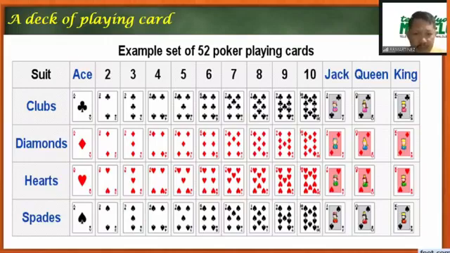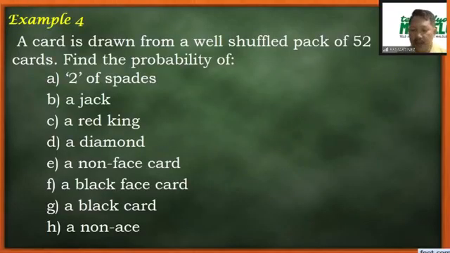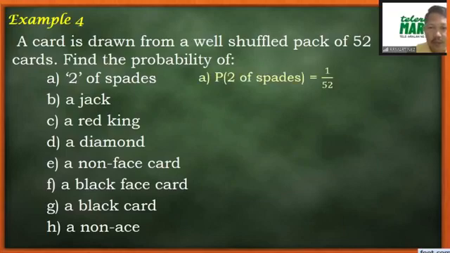Okay, now let us try this question. In example number 4, a card is drawn from a well-shuffled pack of 52 cards. So all you have to do is to find the probability of getting 2 of spades. If you know the answer, class, you may use once again the chat box to notify us of your answer. Okay, so let us check the chat box. The probability of getting 2 of spades is equal to 1 over 52.